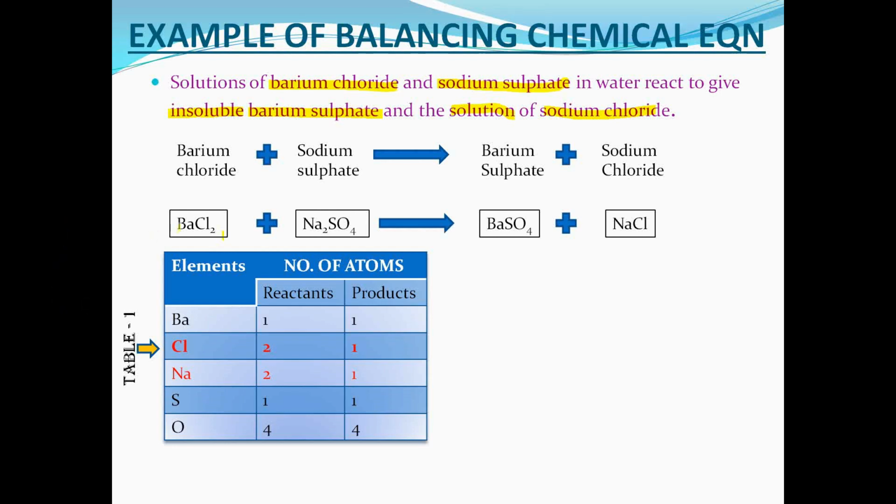Now we are checking the first atom, barium. It is clearly balanced because in both reactant and product we have one atom of barium. Next, sulfur, we again have one atom of sulfur. Then oxygen, four atoms of oxygen in both reactant and product. But what we can see here is chlorine and sodium. There are two atoms of chlorine and sodium in the reactant, whereas there is only one atom of chlorine and sodium in the product. So how can we balance this?